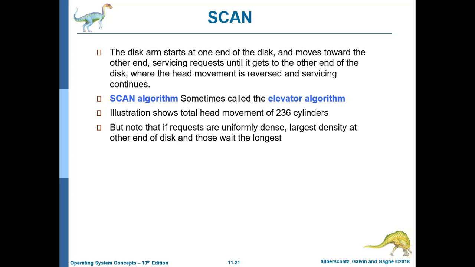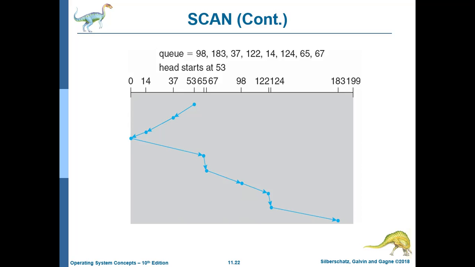I'm going to illustrate it again. How did it become 236 cylinders? Note that if requests are uniformly dense, the largest density is at the other end of the disk, and those requests wait the longest. So this is an example of the graph for the disk scheduling. Again, we have the queue here.